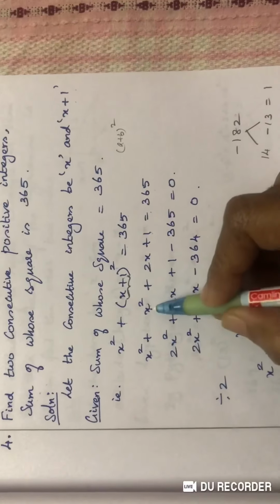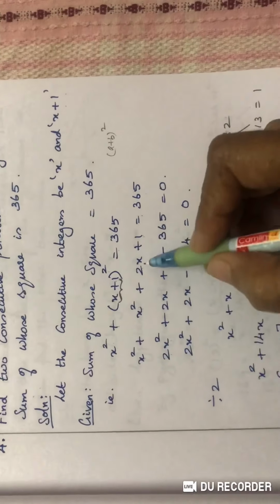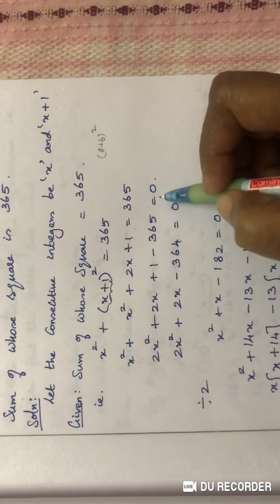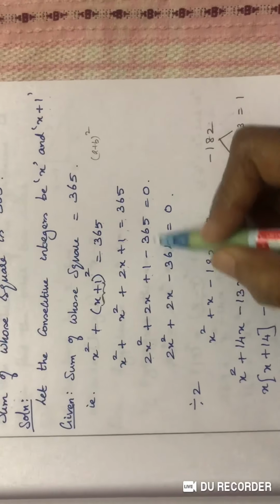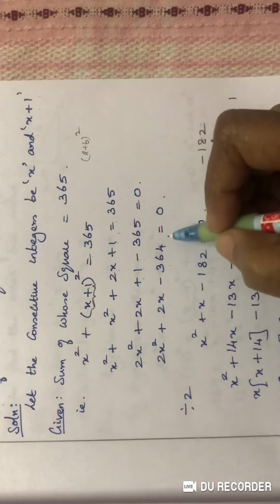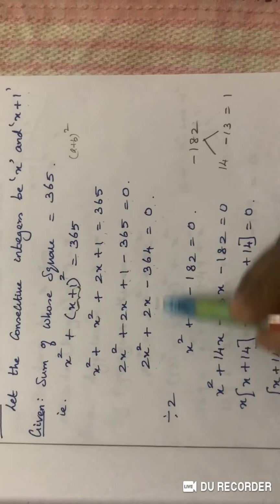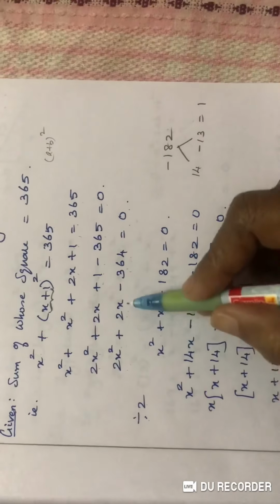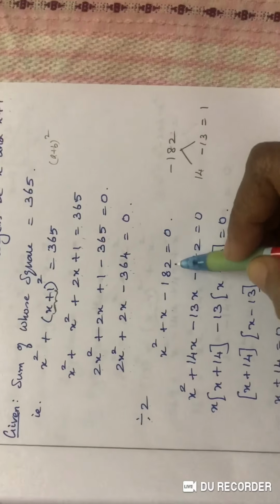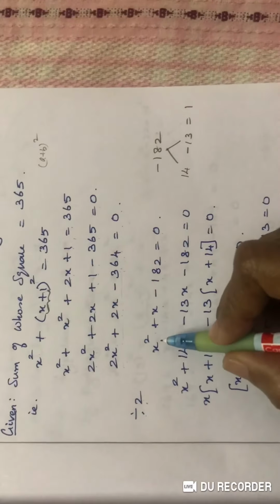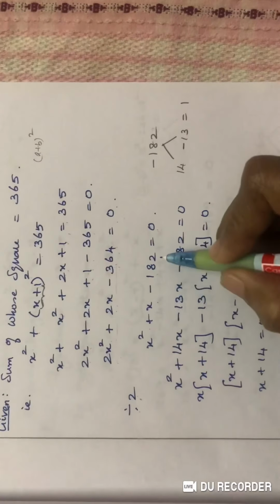Now add up: here x square is there, here x square is there. When I am adding, 2x square plus 2x plus 1, bring this 365 to this side, minus 365 equal to 0. Now simplify: 2x square plus 2x plus 1 minus 365 will give you minus 364 equal to 0. Now see the equation, all the terms are divisible by 2. So I am reducing the equation by dividing by 2. I will get x square plus x minus 182 equal to 0. Now this is the required quadratic equation. We need to factorize this.